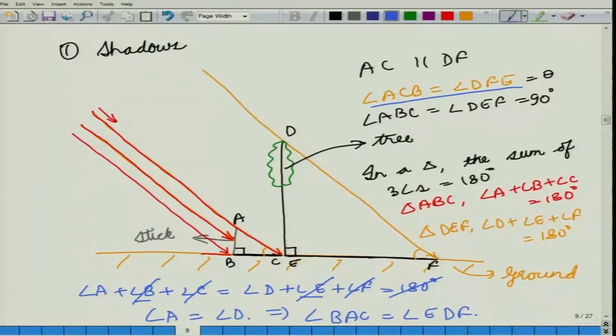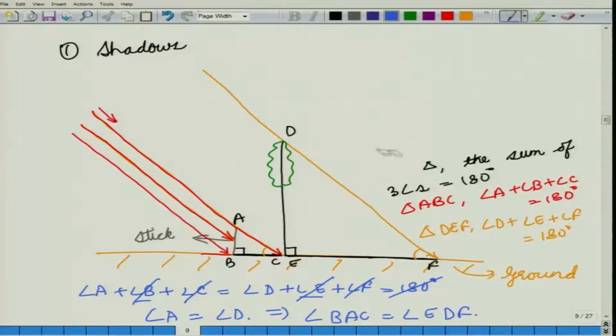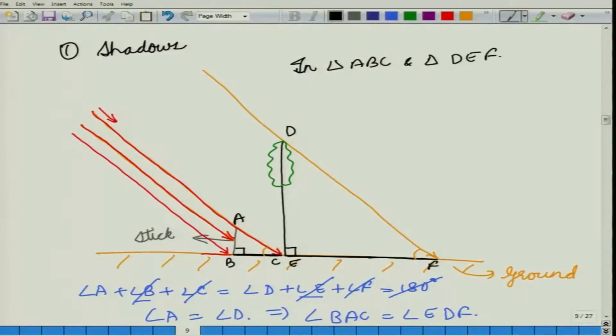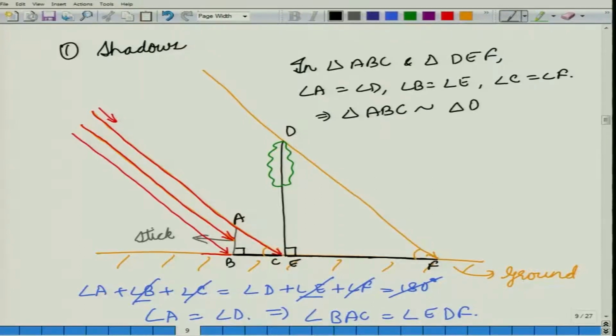So, let us now again consider these triangles. We have seen that in triangle ABC and triangle DEF, we have angle A is equal to angle D, angle B is equal to angle E, and angle C is equal to angle F, which implies that triangle ABC is similar to triangle DEF.